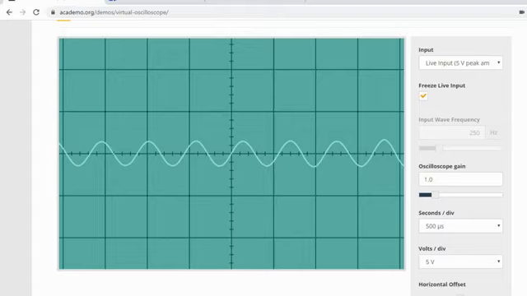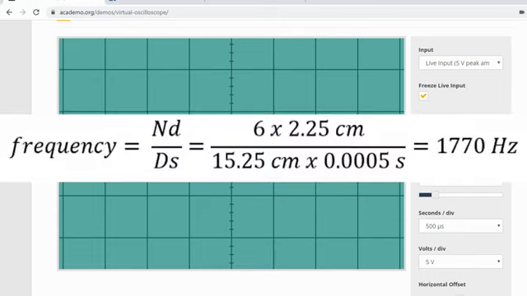So now I can do the calculation to figure out what sound frequency I produced when I whistled. We'll take our value of big N, which was 6, multiply that by little d, which is 2.25, and divide that by 15.25, which was big D, the distance between the two crests that I measured. And we're going to divide that by 0.0005. Wow. I get 1,770 hertz as the pitch that I produced when I whistled.